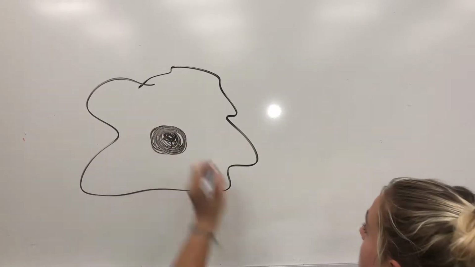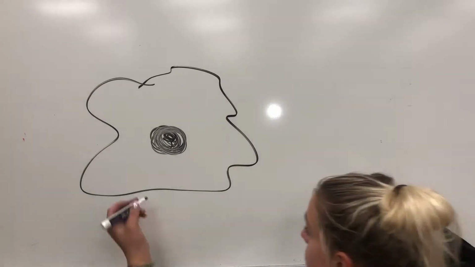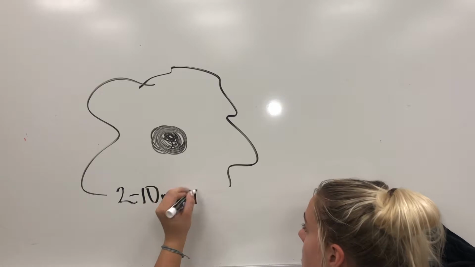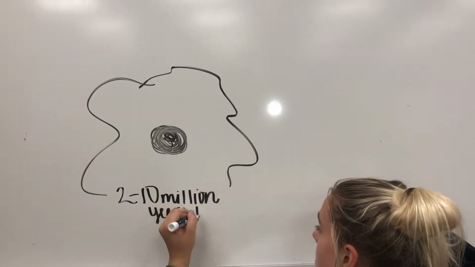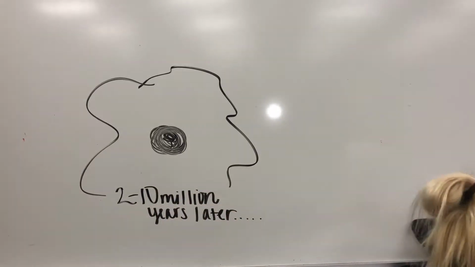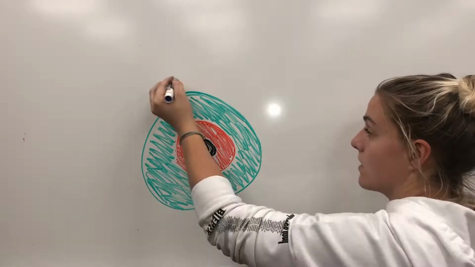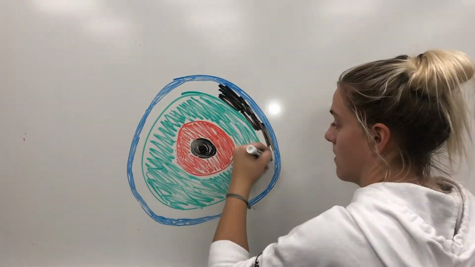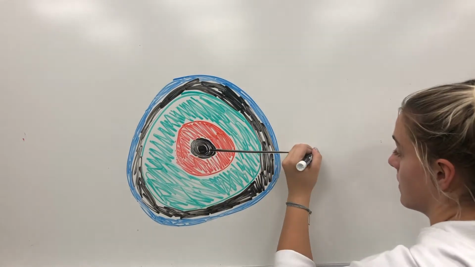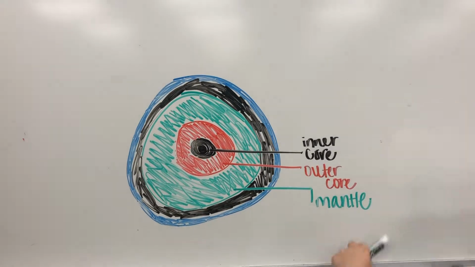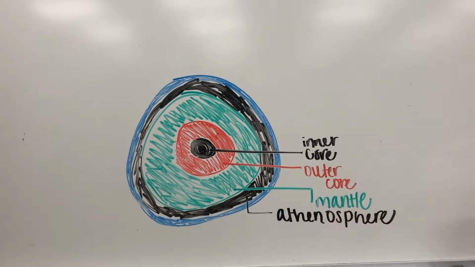The Earth at this stage was a hot, molten ball of mass. Because of gravity, differentiation began to occur. It took about 2 to 10 million years, which created the layers of the Earth that we know today. The Earth is composed of different layers varying in composition and density. There's the inner core, the outer core, the mantle, the asthenosphere, and the lithosphere.